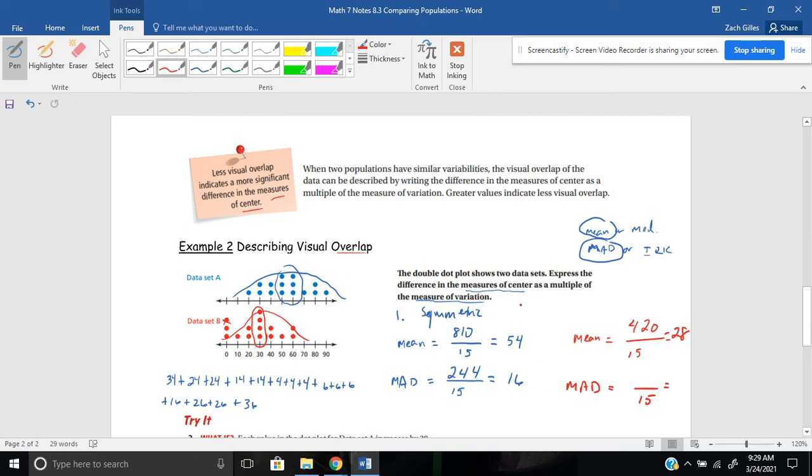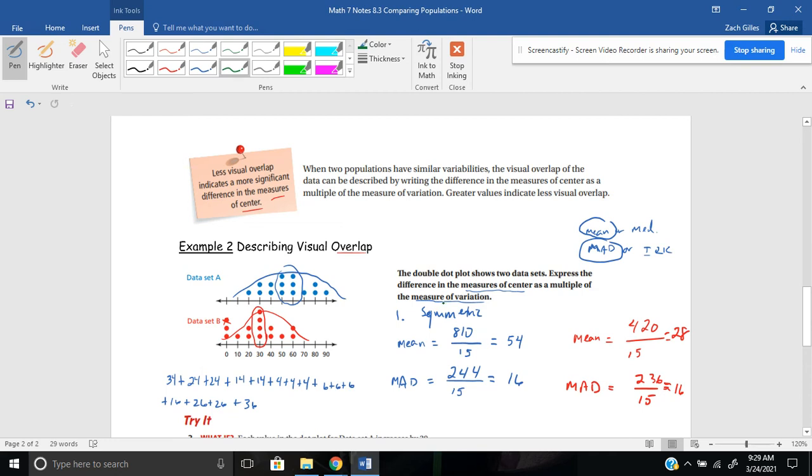You're adding all these up. And when you do that, you should get 236. We're finding the average of that, so divide by 15 and you'll get 16. Okay, so the mean absolute deviation is 16, or close to it. It's about 16 for both of these data sets. Okay, now, so we found our mean and our MAD for both sets of data.